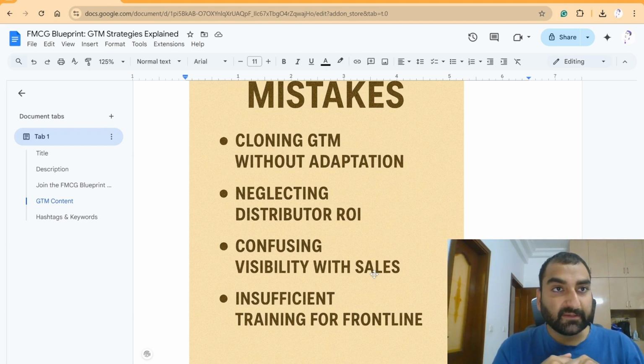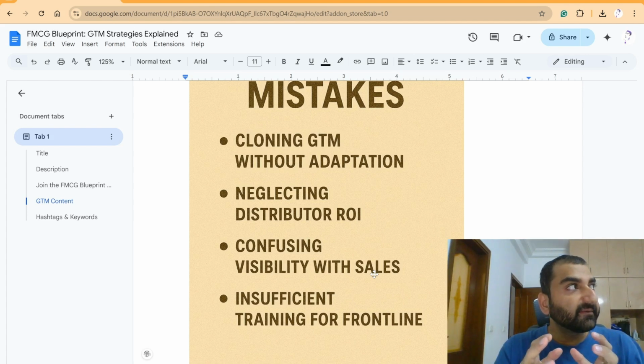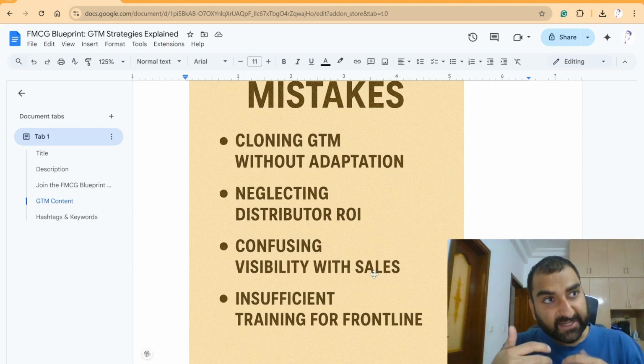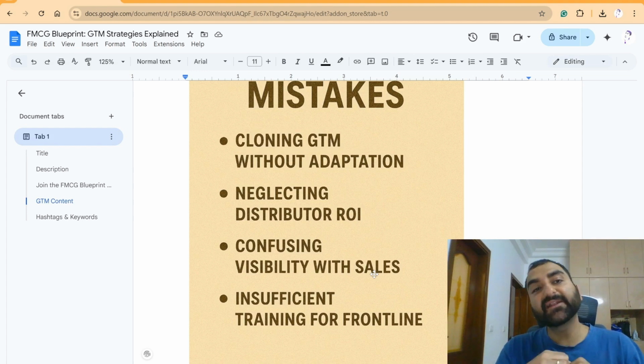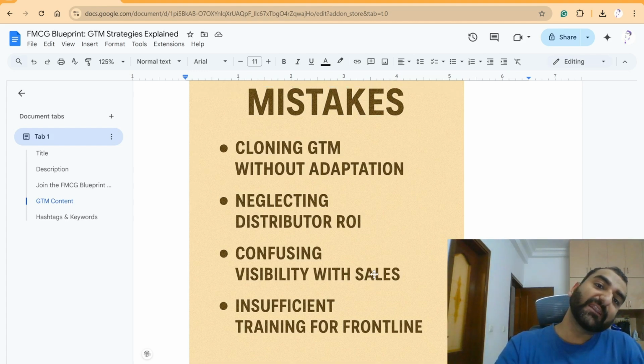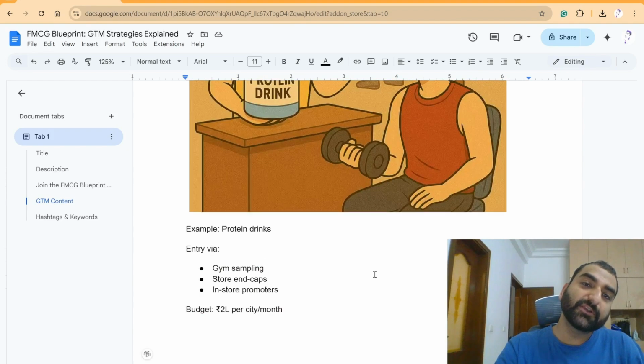So I think this completely covers the end-to-end GTM process and different types of GTM. I tried to cover some examples, the key metrics that you need to track, and the mistakes that you need to avoid. Still, if you feel I missed anything, please let me know in the comments.